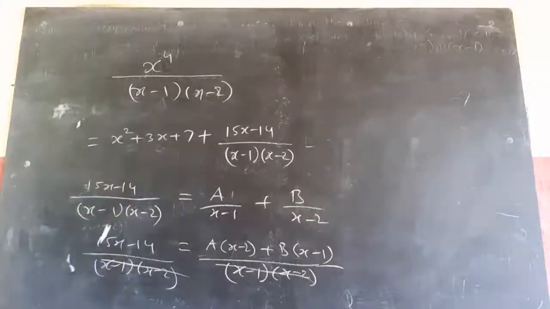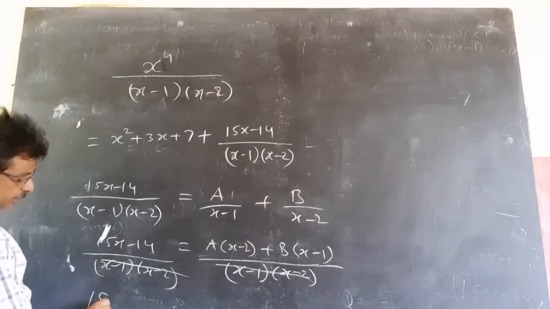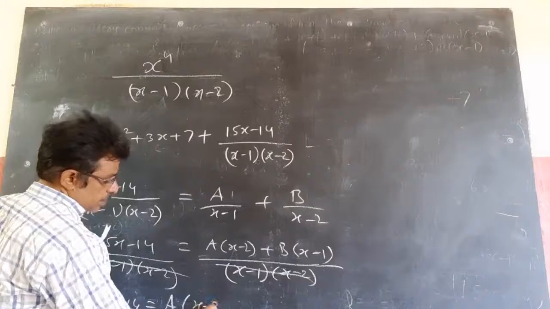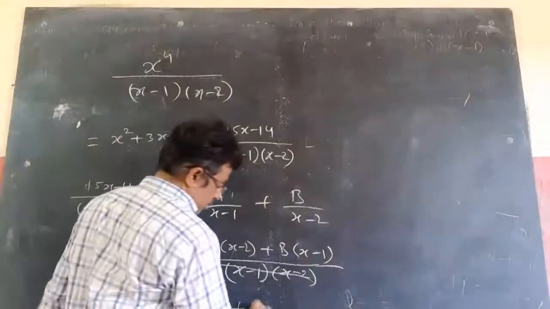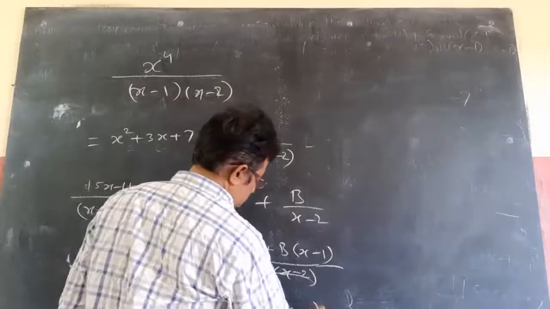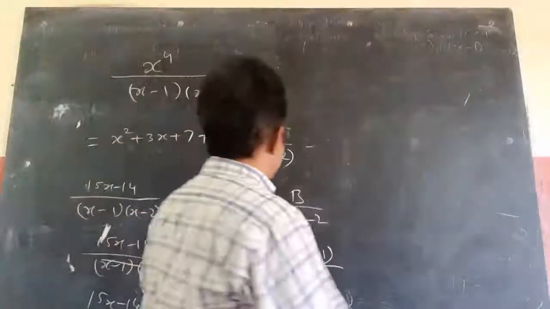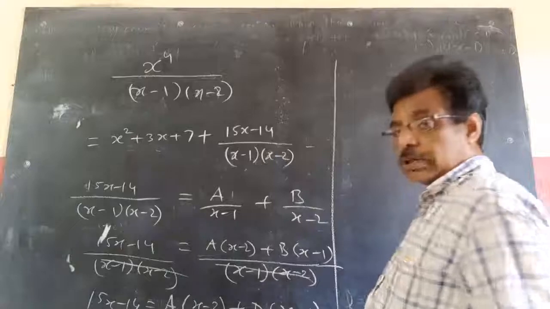So that these two get cancelled. So what is left is 15x minus 14 equal to A into x minus 2 plus B into x minus 1. As usual, let x equal to 1, I will get the A value, and x equal to 2, I will get the B value.